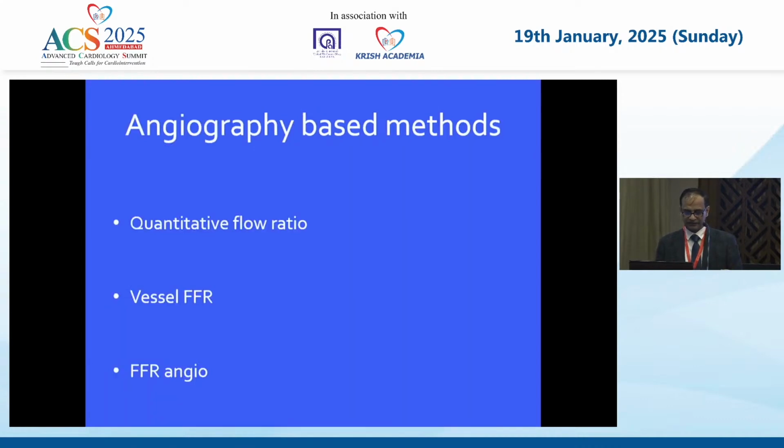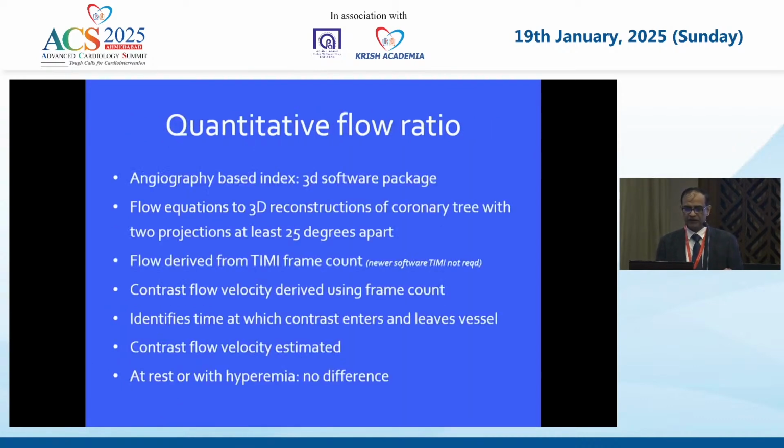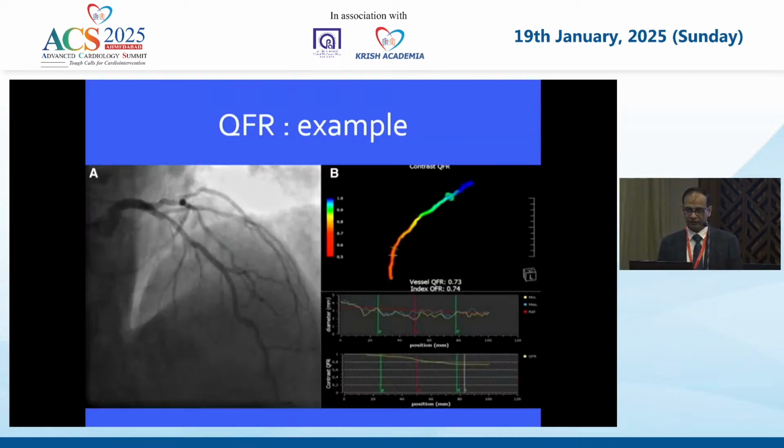The QFR, the vessel FFR and the FFR angio, two words on them. QFR is an angiography-based 3D software package where the reconstruction of the coronary tree is done with at least 2 projections at least 25 degrees apart. The flow was initially derived from the TIMI frame count. With newer software, you don't need the TIMI frame count. You just use the intensity of contrast. The contrast flow velocity is derived using this frame count or the intensity of contrast. They estimate this velocity, and it doesn't make a difference whether you do it at rest or with hyperemia. This is what you get with the QFR.